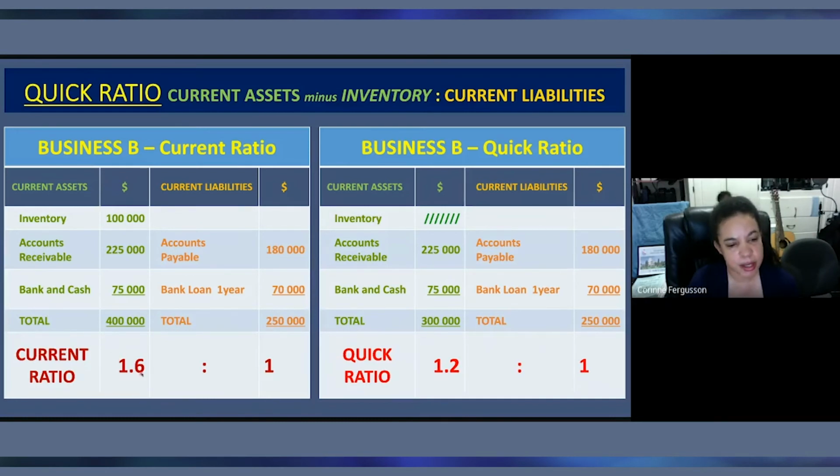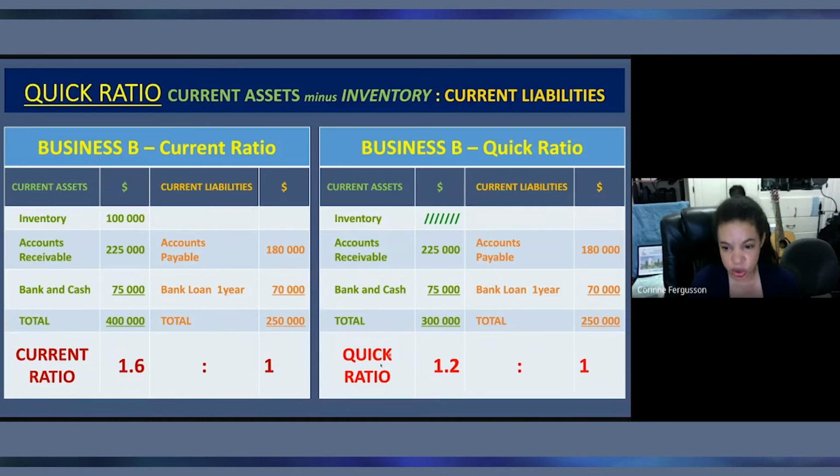For business B, this falls under the 2 to 1 generally acceptable. But you never know, when you look at it, that they might still be okay. You're just saying that generally it is better if it's 2 to 1. But they still have enough to cover its short-term debts.